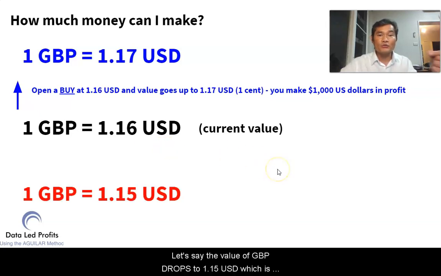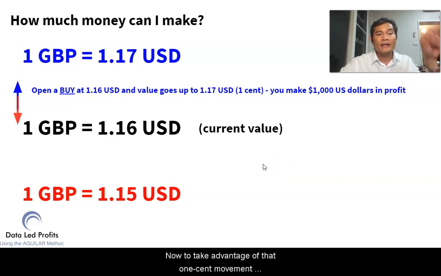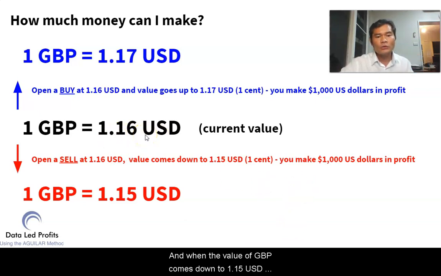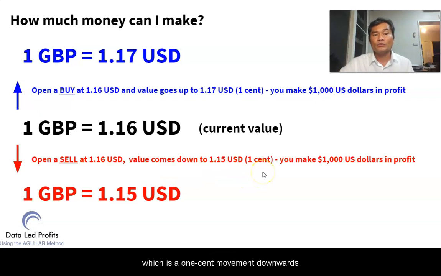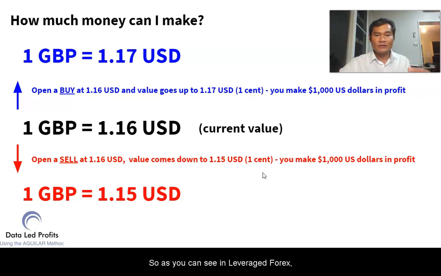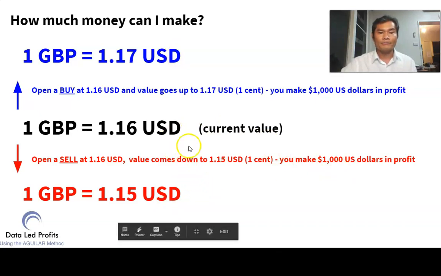Now, it can go the other way. Let's say the value of GBP drops to 1.15 USD, which is a 1 cent movement, right? Now, to take advantage of that 1 cent movement downwards of the value of GBP, what you need to do is you need to open a sell position at 1.16 USD. And when the value of GBP comes down to 1.15 USD, which is a 1 cent movement downwards, then you make $1,000 US in profit. So as you can see in leverage forex, you can make $1,000 in profit US when the value goes up, and you can make $1,000 profit as well when the value goes down.